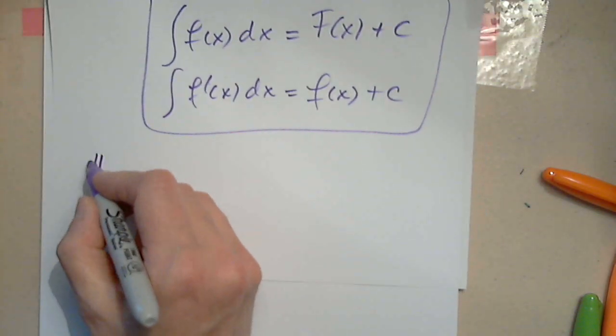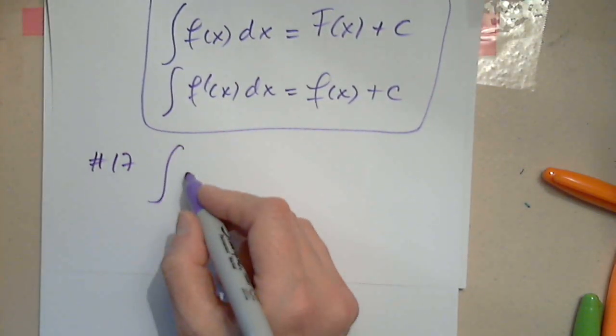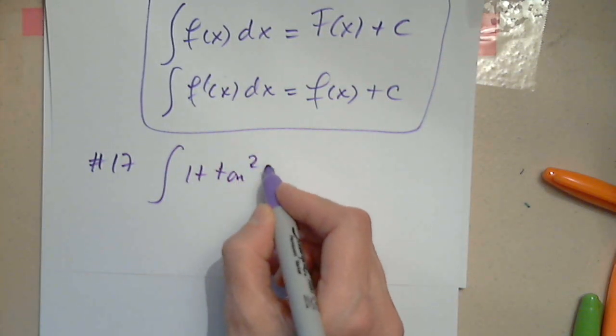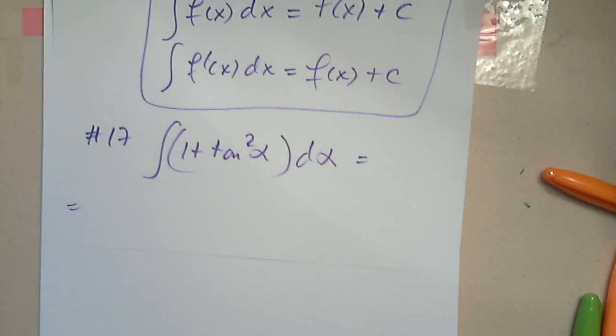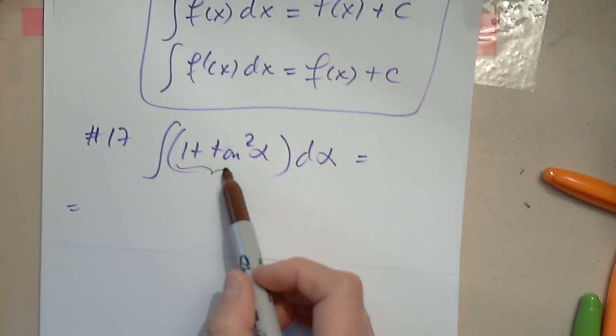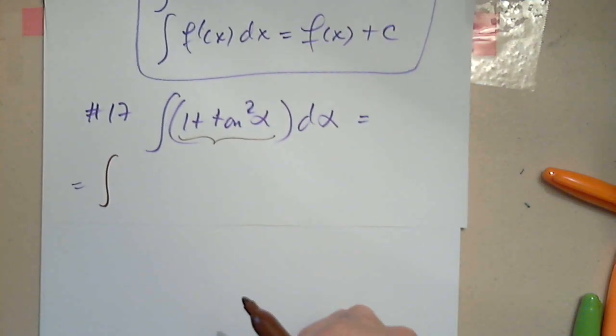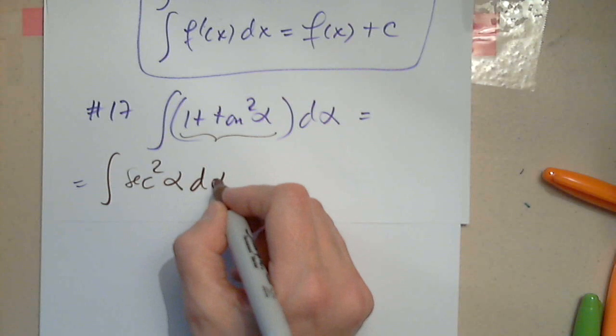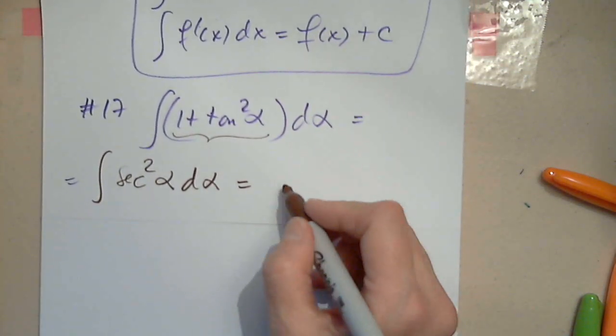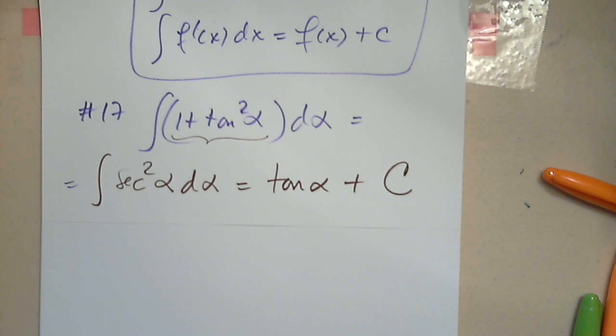Okay, for the same section, it's 17. I would like to look at the integral of 1 plus tangent squared alpha d alpha. So here I will get stuck if I don't remember one of the trig identities. Anyone remembers what trig identity this is? 1 plus tangent squared is secant squared alpha d alpha. And now from this point on, it's very simple. It's tangent alpha plus a constant c. But yes, without remembering that, it would have been slightly difficult to determine.